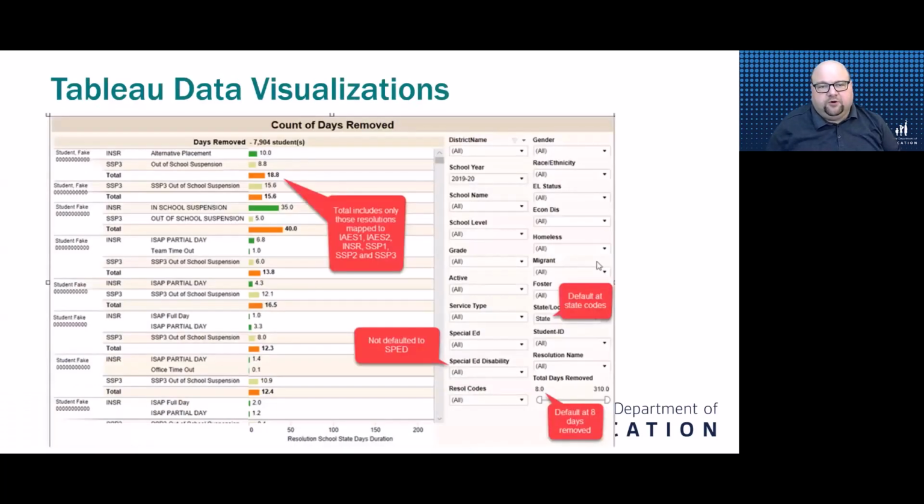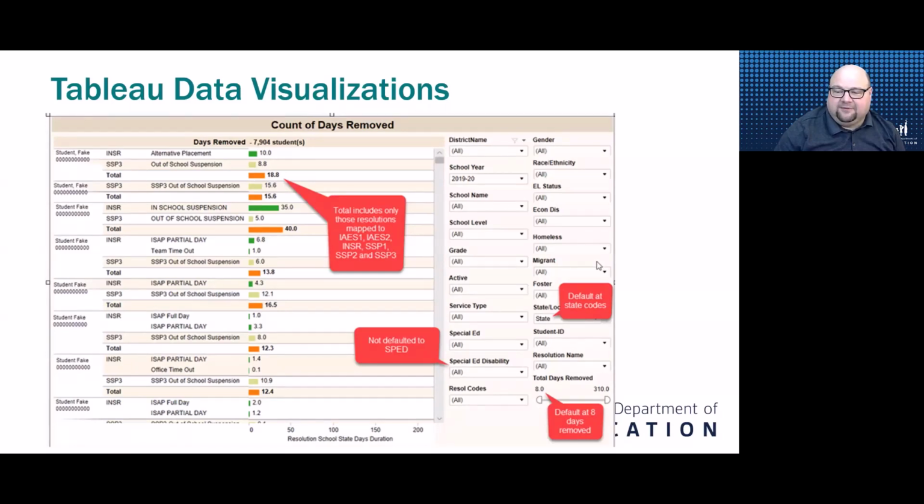So what we've done is we've put a count of days removed sample here on the screen. Notice on the right-hand side, and this is Amy's slide, so I'm going to try to just walk through this. I'm going to try to move the Brady Bunch here. Notice that there's a couple things. It does not default to special education. So you have to change that to default to special education. Notice it defaults at state codes, and it also defaults at 8 days.